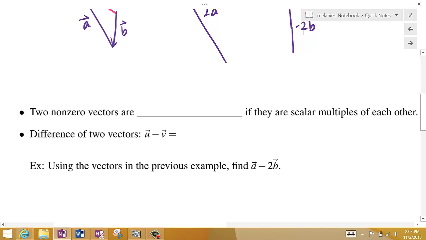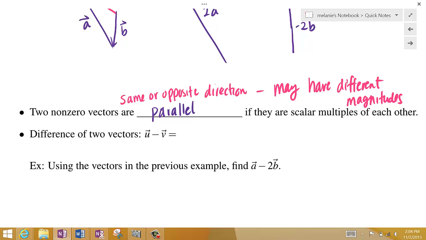We say two non-zero vectors are parallel if they are scalar multiples of each other. One thing to keep in mind when you have two vectors that are parallel is they may have the same direction or the opposite direction. However, they may have completely different magnitudes.